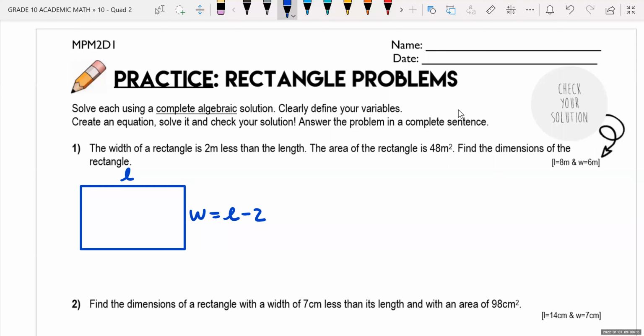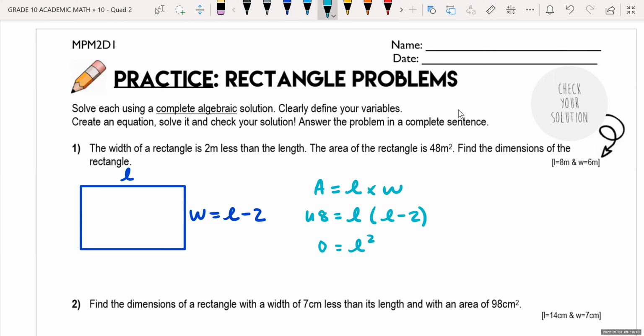Okay, so for these questions, you always start with saying the L and the W, and then whatever information they give you, you write it as part of your equation. The area is 48 meters squared. So now when I write my equation, you would, by the way, write a therefore statement, a let statement. And then it would be area is equal to length times width. The area is 48. The length is L and the width is L minus 2. Okay, and then from here, you would go ahead and finish solving this.